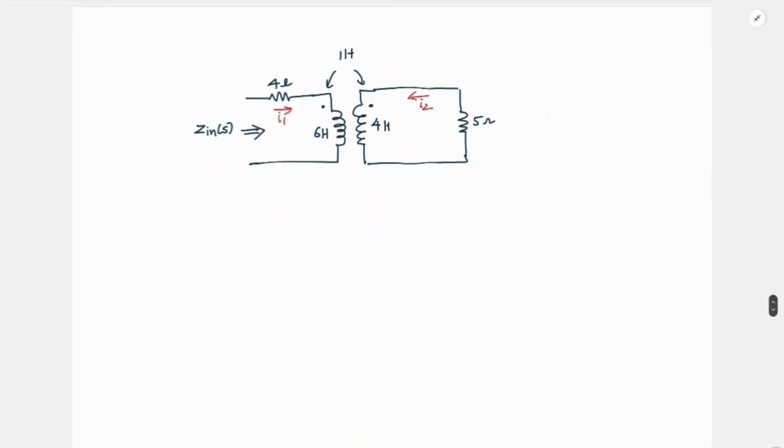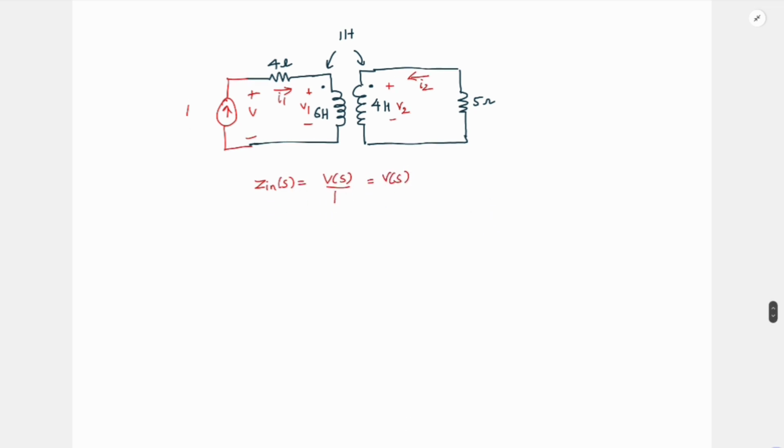Let us see what happens. Let me call this voltage V2 and this voltage V1. To find Zin of S, I will connect a current source of 1 ampere in the Laplace domain, and then I need to find this voltage V. Then my Zin of S will be V of S by 1, which is V of S itself. If this is my V2, what will be my I2? My I2 will be V2 by 5, but in the opposite direction, so it is minus V2 by 5.